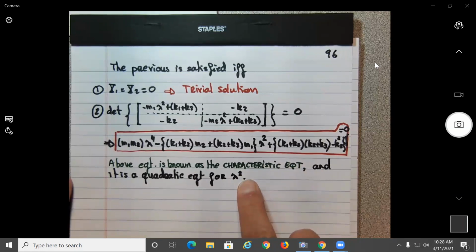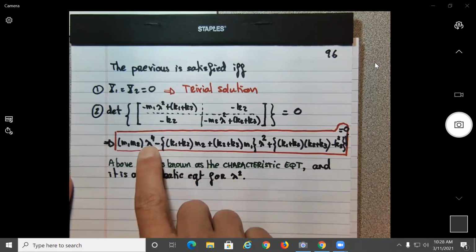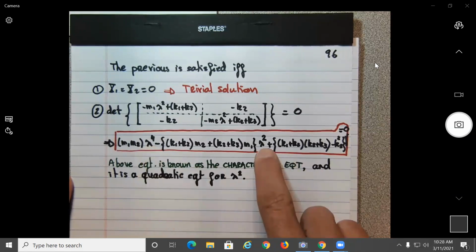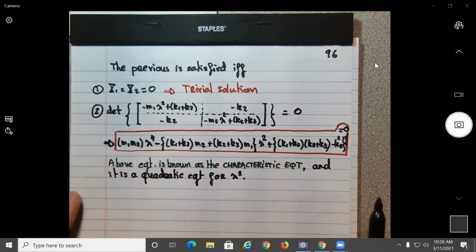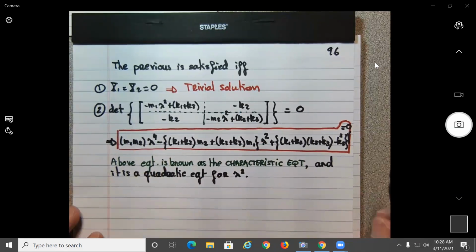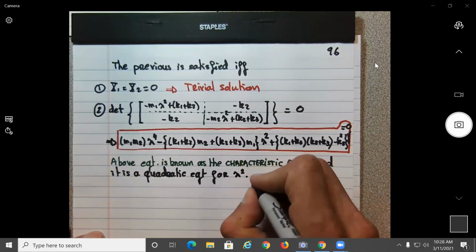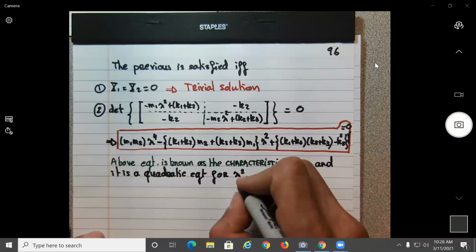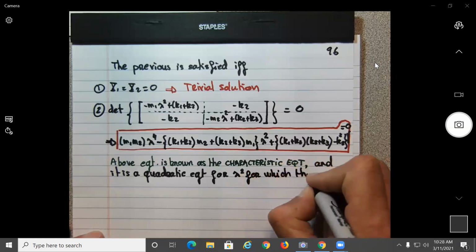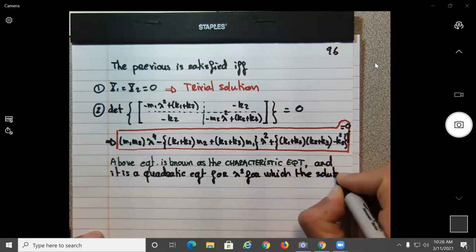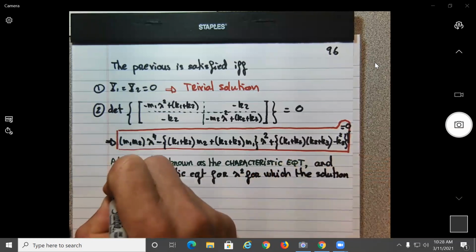What I mean is that if we take lambda square as being the variable, this becomes what? Lambda square, and this one would just be lambda, no? So this becomes a normal quadratic equation. This would actually be called a biquadratic equation, but we cannot put everything, all right? So the above equation is known as the characteristic equation, and it is a quadratic equation for lambda square, for which the solution is.